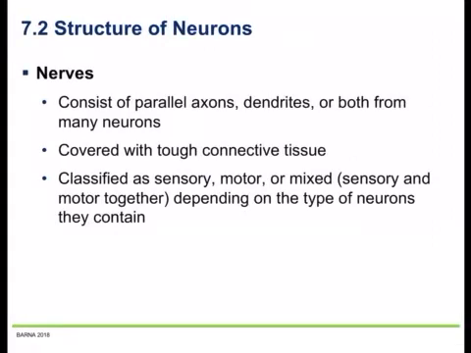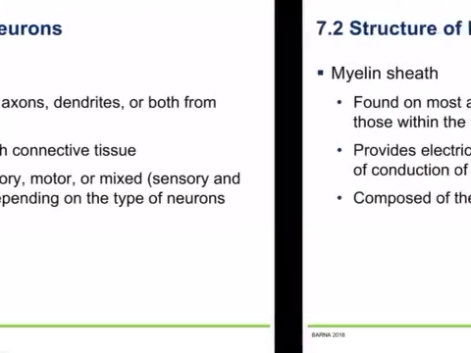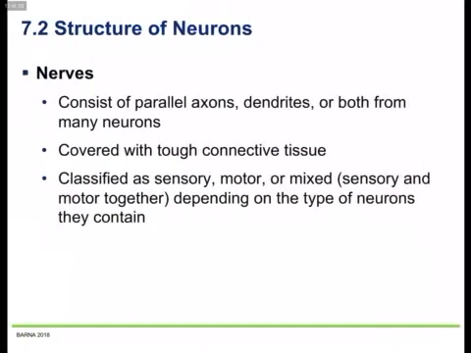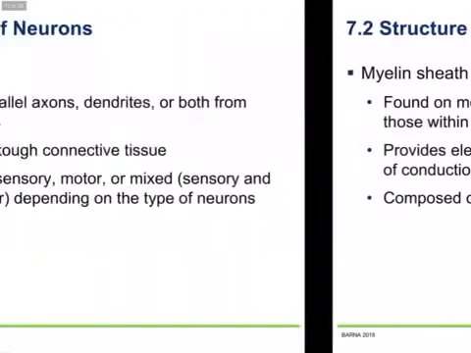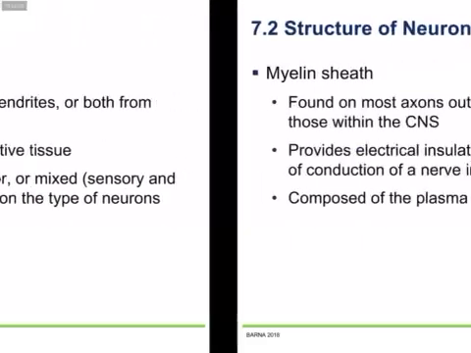Okay, now, looking here, we're talking about nerves. Nerves, like the nerves that we think about running through our muscles, are bundles of axons. They do have dendrites as well. They're usually surrounded by connective tissue, and they can be sensory, motor, or both sensory and motor. So it really depends on the type of nerve. We'll see nerves a little bit closer in the next lecture.